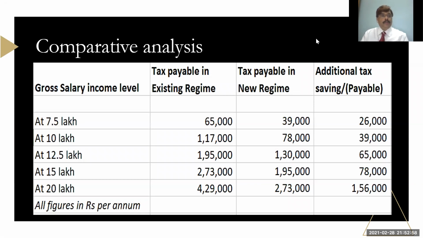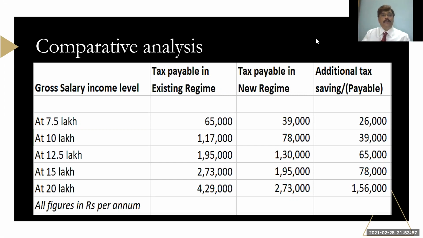Now a question may arise, whether the old system is better or the new system is better. Here, on a standalone basis, without considering available exemptions or deductions for a salaried person, we have considered the taxation. And it appears that there is a saving if someone opts for the new regime. But the point here is that in this calculation, the exemptions and deductions under the existing system are not considered. Without considering that, on the face of it, it appears that the new system is better.